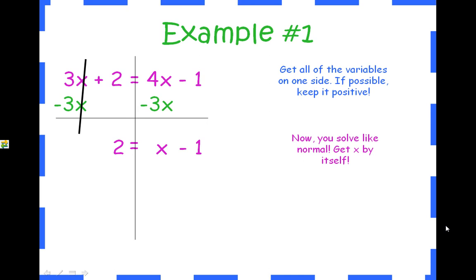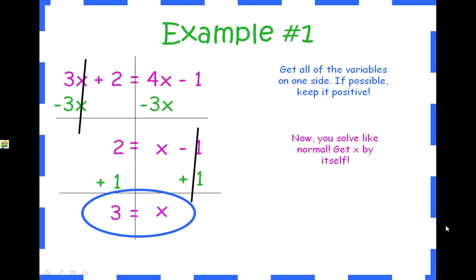So looking at x, we got minus 1 in the way. To get rid of it, we're going to add 1. If you add 1 to the right side, you have to add 1 to the left side. Those will cancel out, leaving us with x equals, and 2 plus 1 is 3. And that is our answer.